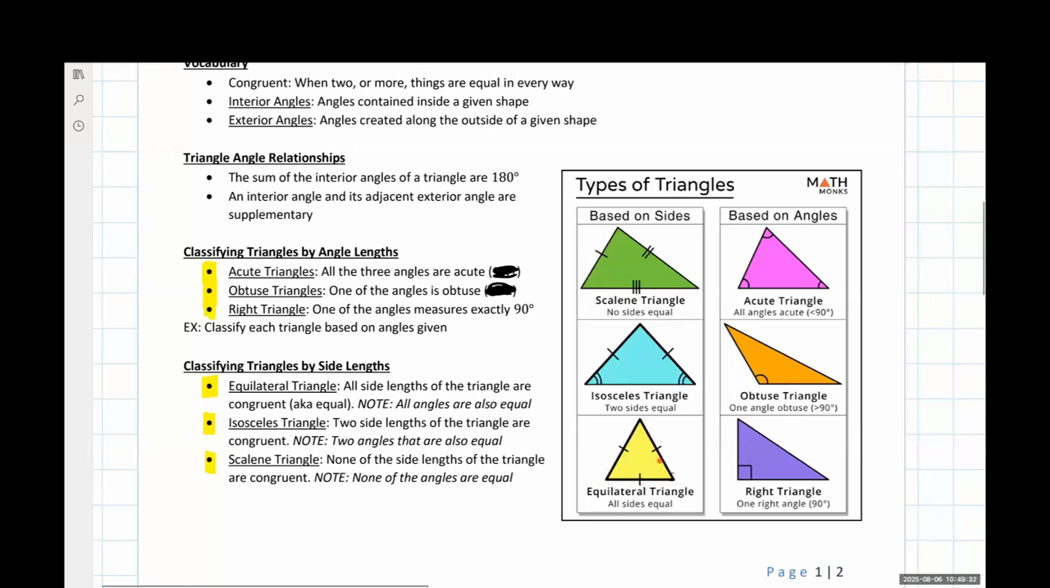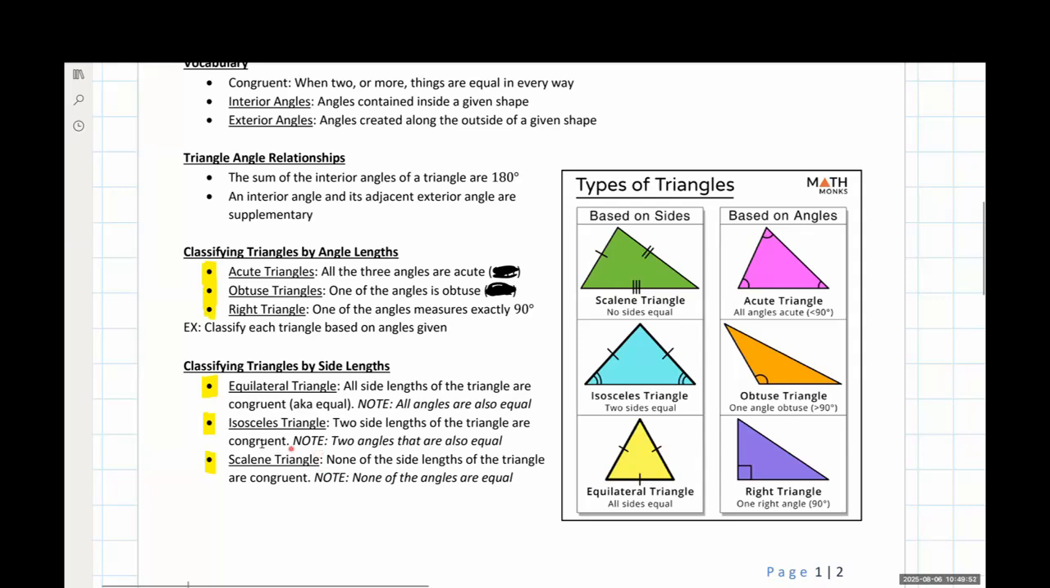Any other side lengths that also have a single dash going through them are of equal length as well. I may not know what that length is, but I know that they are indeed equal to one another. So with an equilateral triangle, all three side lengths are the same. They are congruent to one another.